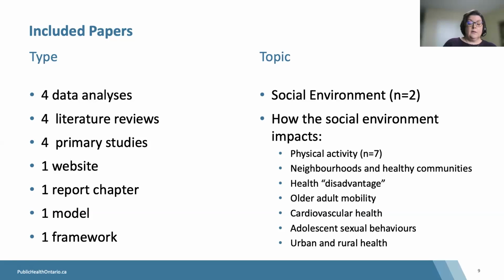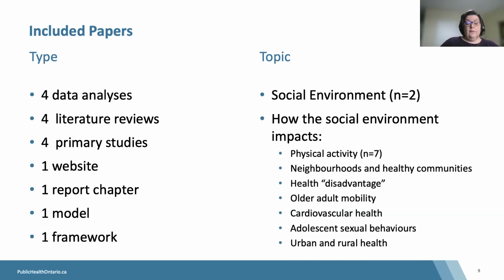We had 2 articles that looked at social environments as a standalone concept. 7 were looking at physical activity, so a lot of research in that space. And then 1 each in the rest of the categories, like how does the social environment contribute to healthy neighborhoods, healthy communities? How does the social environment impact health disadvantage? That's the term used by the paper's authors. How does it promote older adult mobility, contribute to health differences between urban and rural settings?